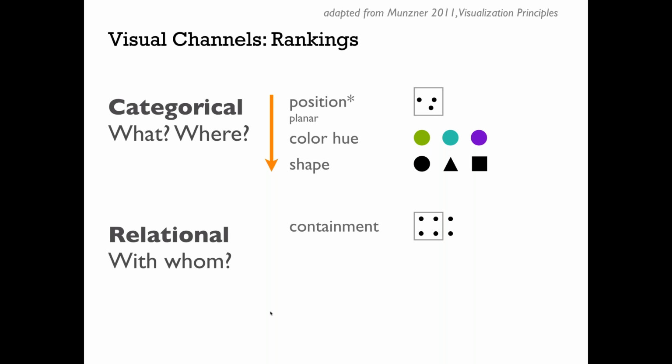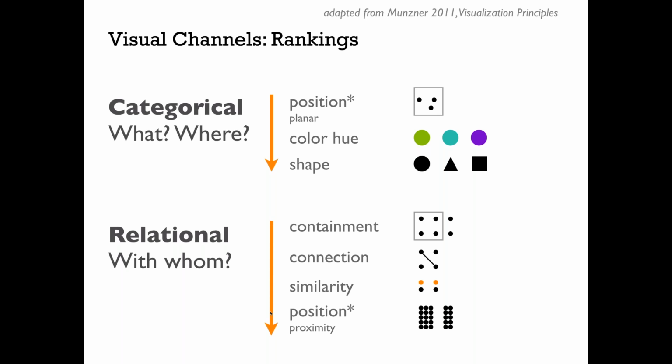Relational data can be encoded, for example, by using something called containment. I can put things that belong together into the same area and things that do not belong there outside of that area. I can use connections, which is what we typically do when we think about node link diagrams, for example, or similarity is another way to encode this kind of data. And again, the 4th option is to use proximity. So things that are closer to each other belong together, and things that belong somewhere else are further away. So again, there's a way to order these.